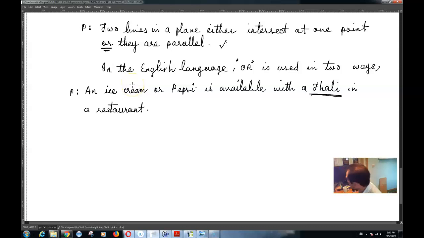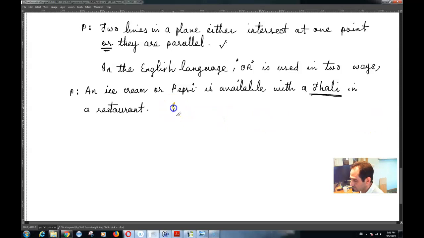That is the meaning: someone who does not want a Pepsi can have ice cream, and vice versa, of course. A person cannot have both ice cream and Pepsi with, let's say, one meal of thali. So this is called exclusive or. This situation over here is called exclusive.